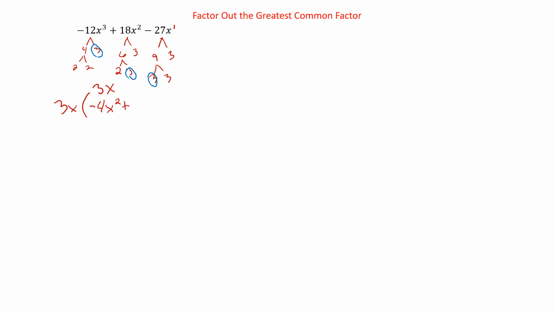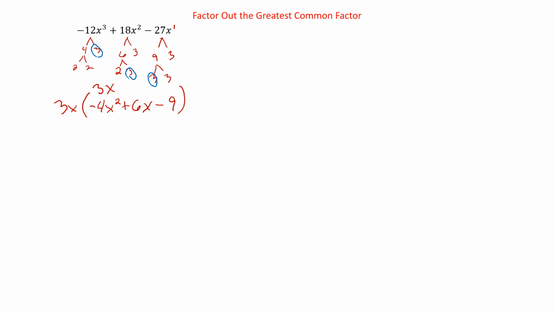Plus 3 times what equals 18? That would be 6. And then to get to x squared, we have 1x, we need another x. And then minus 3 times what equals 27? I already have the negative there. And that would be 3 times 9 equals 27. We don't need any more x's.